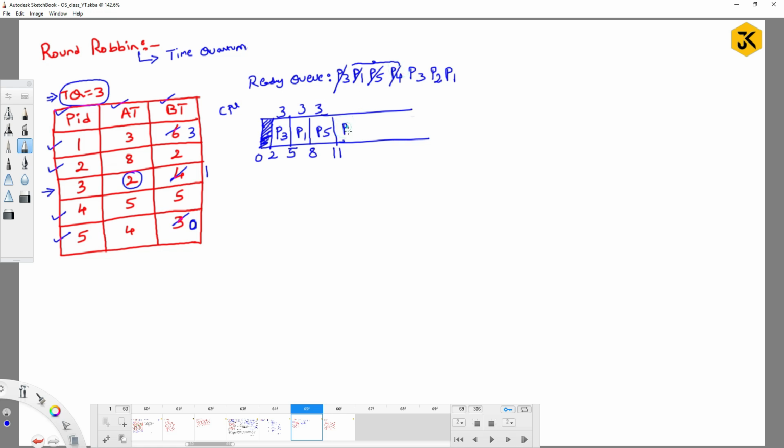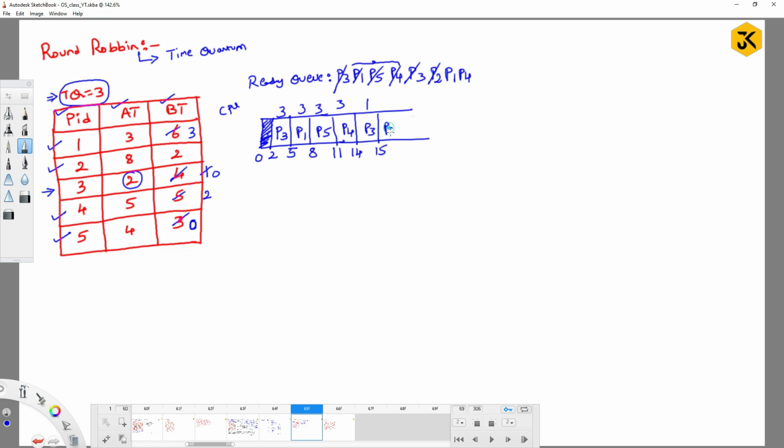Next, P4 will be allocated 3 units of CPU. Then it is left with 2 units of time. So that means 14. As soon as it completes execution, again it needs to be added back to the ready queue. Then it gets the chance to execute P3 and it is left with 1 unit of time. So it will execute for 1 unit and complete by 15.